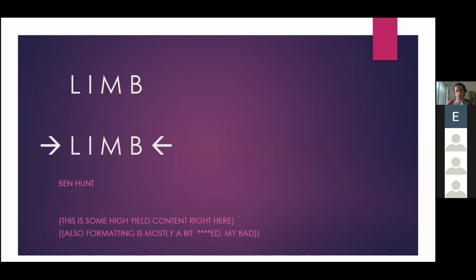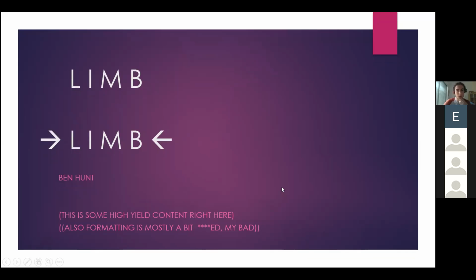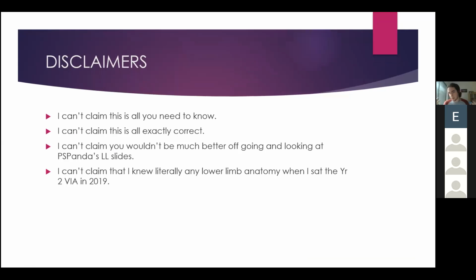So I was going to put a bit more effort into these, but then restrictions eased up, and so I reprioritized. But basically, how these slides are going to work, if I can get them to work, is they're just questions from previous vias. We'll go through them. That should give you a general gist of the lower limb stuff. I've included basically what you'll need for third year.